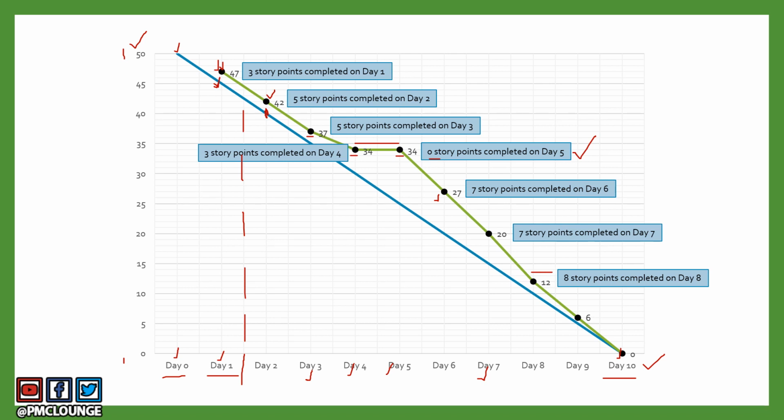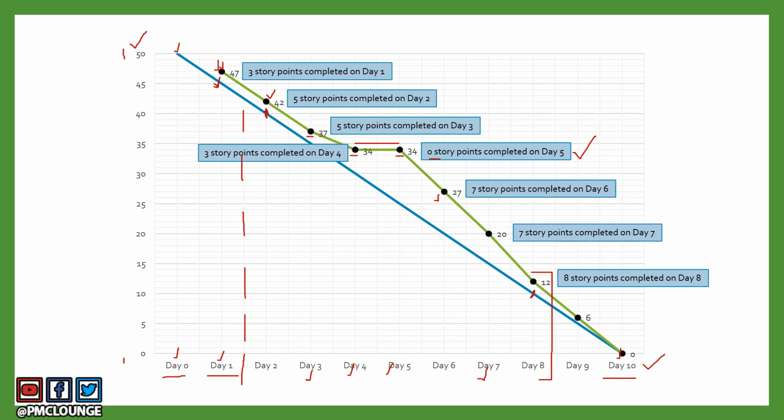20 story points are basically left, and then 8 done on day 8, which means as of day 8, when the day finished, the scrum team had 12 story points to be completed. So you have 2 days and you have 12 story points to be completed. Although ideally you should have been here, the ideal line is the blue one. You should have 10 story points left on day 8, but you have 12.